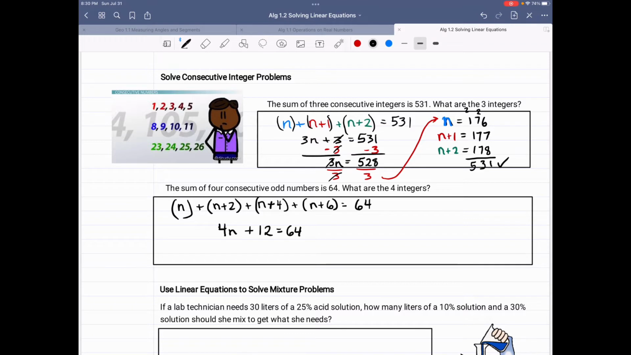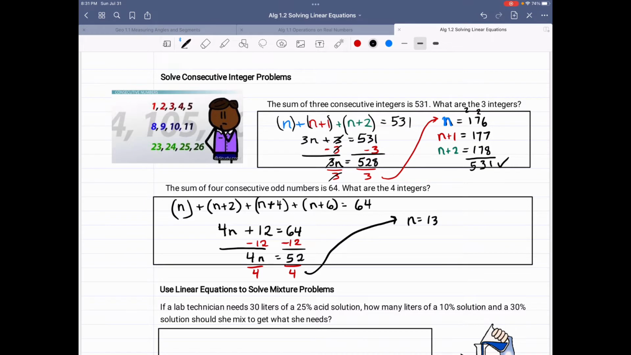So now we have a two-step equation that we're going to solve. The first step is to subtract 12 from both sides, for n equals 52. The next step is to divide by 4. The 4's cancel. N equals, 4 goes into 52 once, so 13.